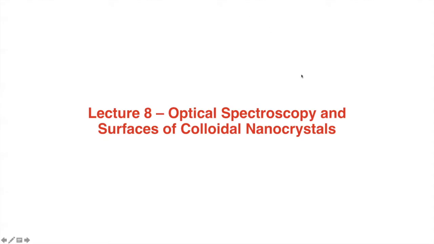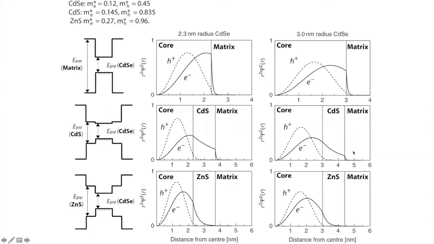All right, so today we're going to talk about optical spectroscopy and introduce surfaces and their role in the optical characteristics of nanoparticles. First, I wanted to review some of the things we talked about last time. The way in which electrons and holes spread out in the nanocrystals that we've discussed is shown here.